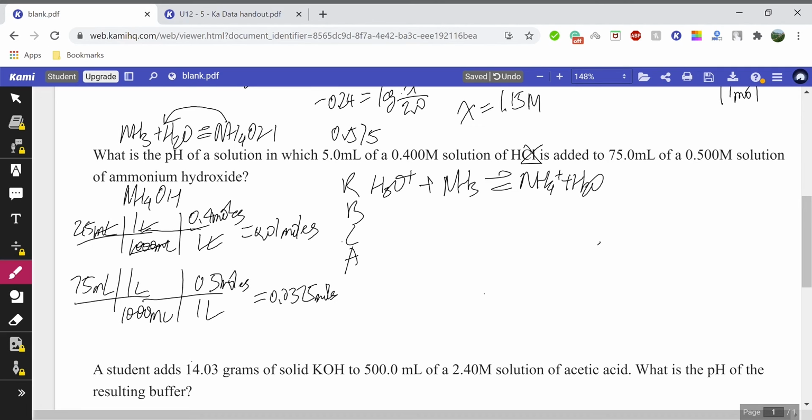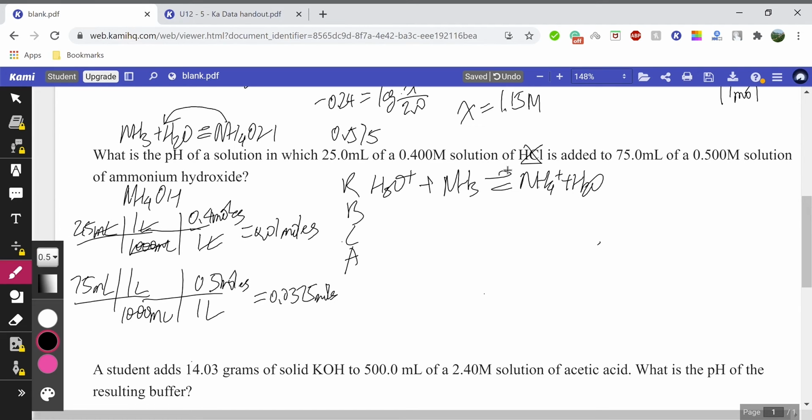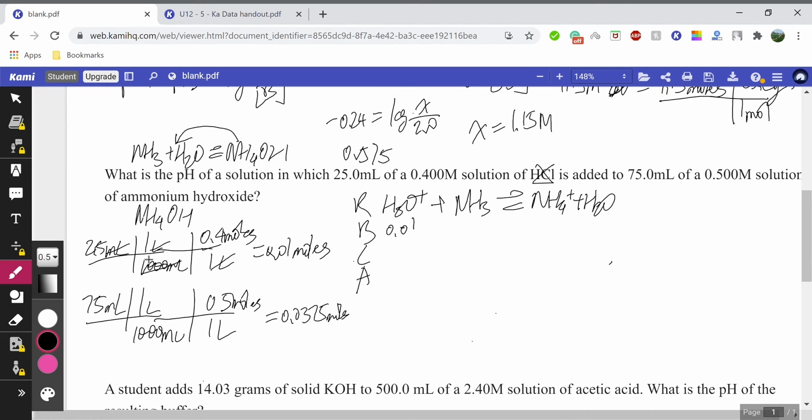Now we do the moles. We have 0.01 of 25 milliliters, which is HCl. So our H3O plus is going to be 0.01, and this will be 0.0375. NH4 we're going to have 0, and this we're also going to have 0. Next, we're going to subtract both sides by the smaller one, which will be 0.01. Now this is going to be 0, and 0.0375 minus 0.01 gives you 0.0275. And plus 0.01 over here, which will be 0.01.